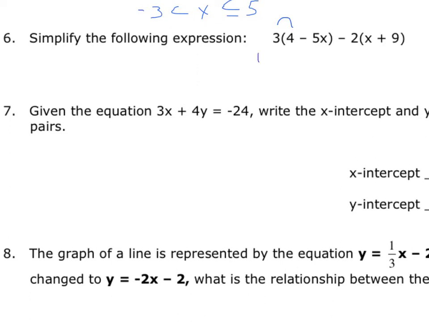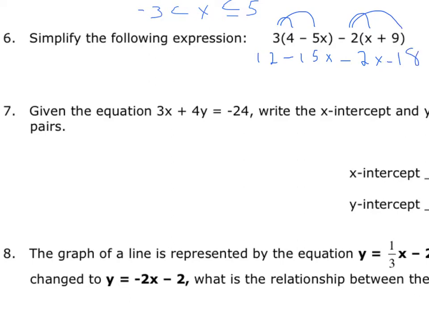3 times 4 is 12. 3 times a negative 5x is negative 15x. And the negative 2, remember the sign in front goes with that number. So negative 2 times x is negative 2x. And negative 2 times 9 is negative 18.